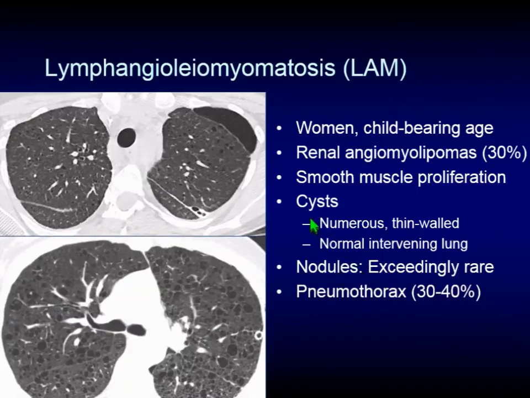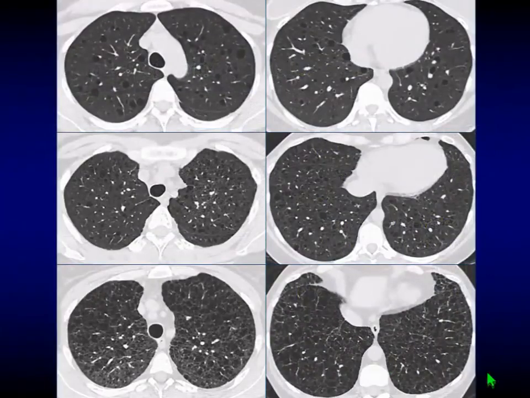You can see that the cysts are going to be numerous, they're thin-walled, and in between those cysts, unlike Langerhans cell, you have fairly normal intervening lung. You may see nodules, but that's so exceedingly rare that you almost never see that. And because it's a cystic lung disease, in 30 to 40% of these cases, the presenting sign may be a pneumothorax.